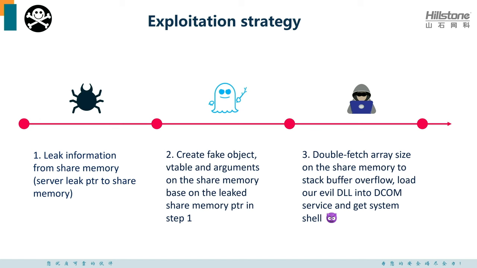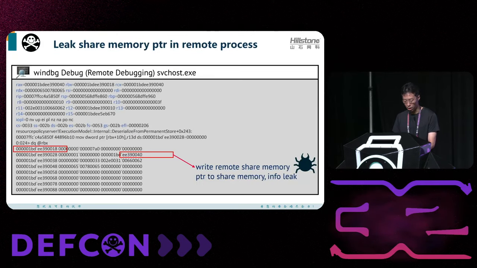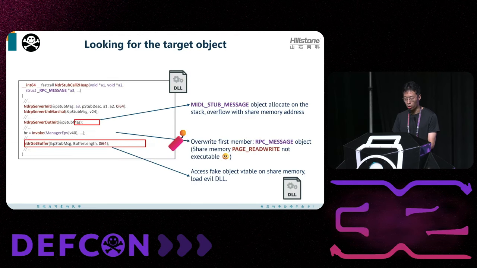This is the strategy I use. First, I need to leak the shared memory address. We just call the server function and use another thread to repeatedly read the shared memory so we can get the pointer. And when we get the shared memory address, we can create a fake object and a vtable based on the leaked information from step one. And finally, we can change the index of the shared memory to trigger the stack array buffer overflow, to load our evil DLL into the service and get a system shell. I'll show you step by step. This is the output from the WinDbg window. We can see the server writes the shared memory pointer on the shared memory. We just read it repeatedly from the client until we read the pointer.